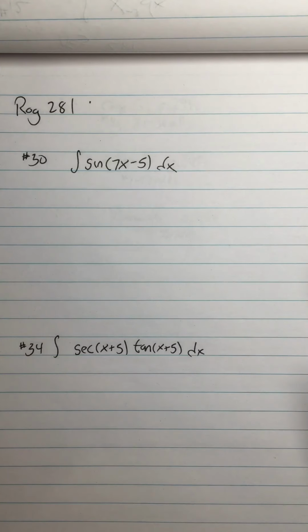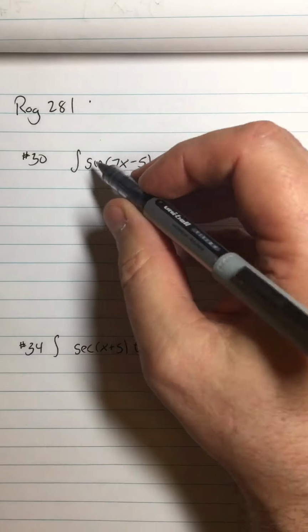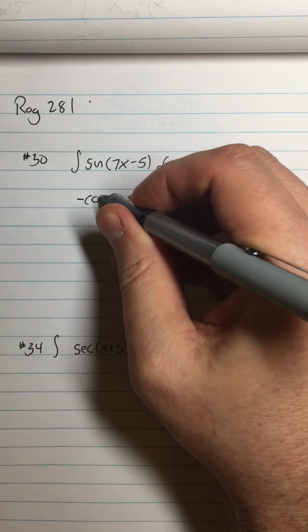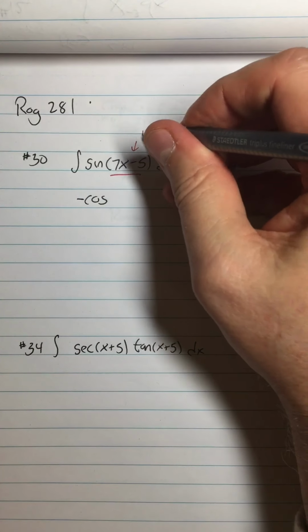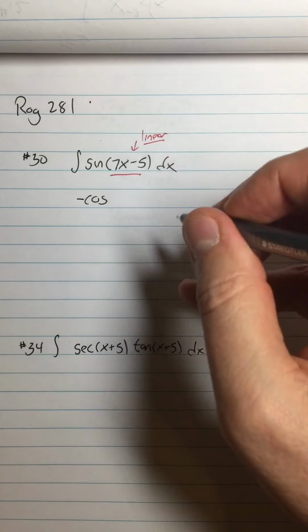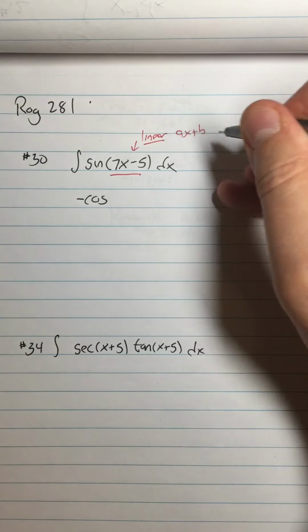All right, so here's just a couple more slightly tricky integrals. I think you got the idea by now. The antiderivative of sine, remember, is negative cosine. You have an inside function, but it's linear. And so all these inside functions we've been dealing with are linear. That means they're of the form ax plus b.